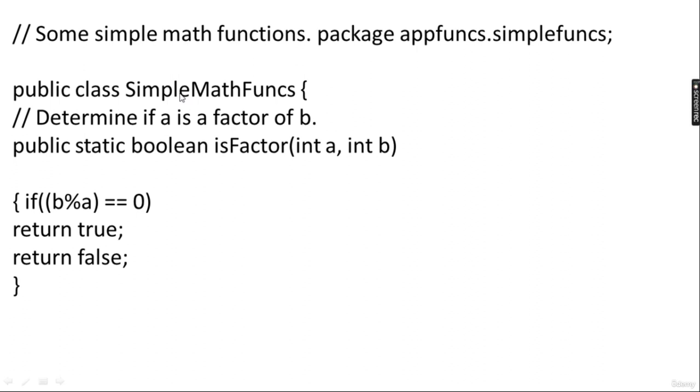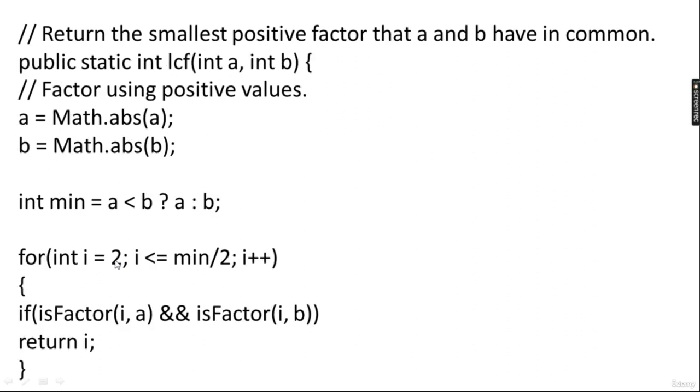Package appfunctions.simplefunctions. This is the module name and this is the class. Then public class SimpleMathFunctions. Determine if A is a factor of B. Public static boolean isFactor. It is static, so no need to create an object. This boolean returns true or false. isFactor is the name of the method, and two parameters are required. If B modulo A is equal to 0, then return true, meaning A is a factor of B, otherwise return false.